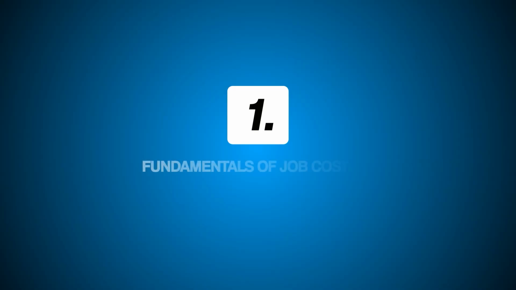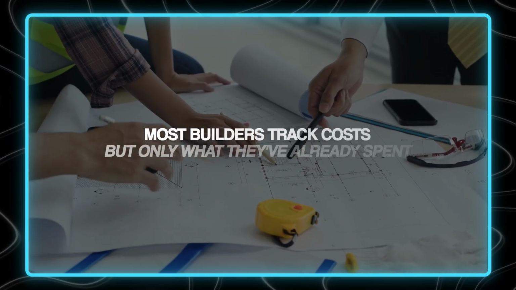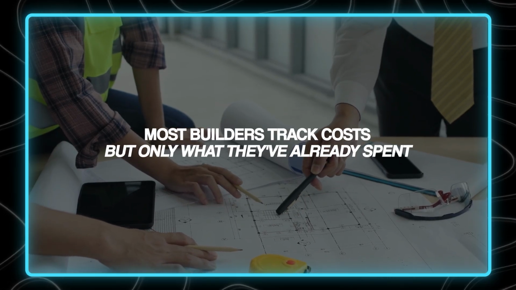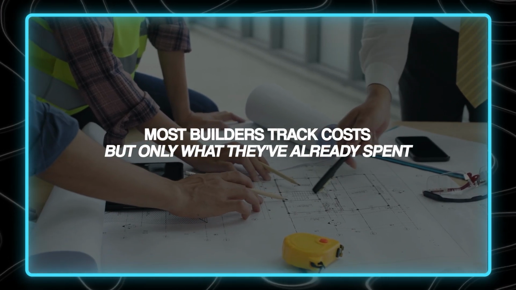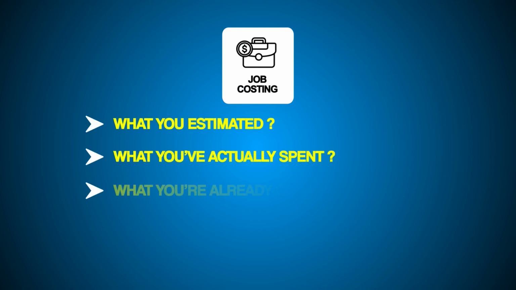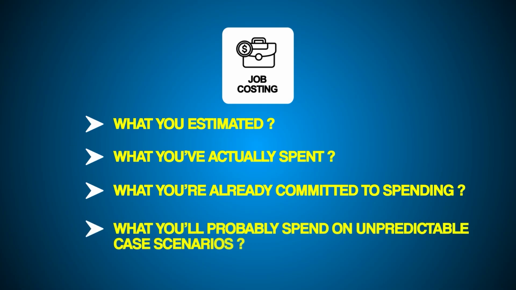Let's talk job costing, and not the kind you think you're doing. Most builders I talk to say, yeah, we track our costs, but what they are really doing is looking at what they've already spent, and that's only one piece of the puzzle. The real job costing is about 4 numbers: what you estimated, what you've actually spent, what you've already committed to spending, like POs and subcontractors, and what you'll probably spend on unpredictable worst-case scenarios, aka fires. Buildertrend shows you all of that in one place, no guesswork, no 15-tab spreadsheet at midnight.